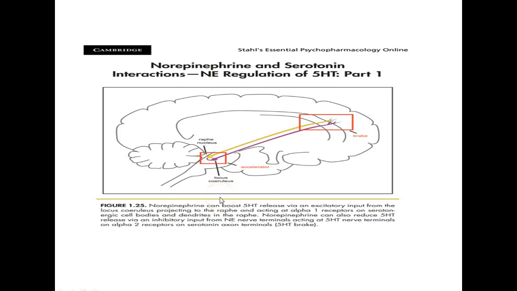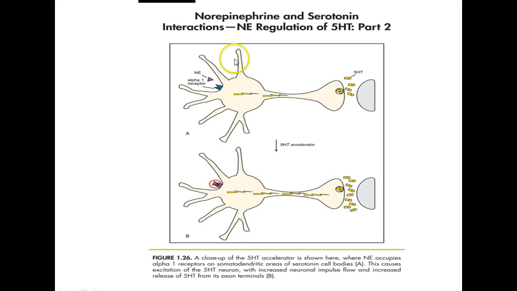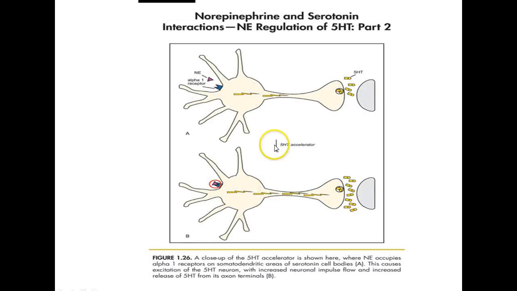The next slide shows again the same regulation of norepinephrine and serotonin. Again, you see the locus ceruleus and the raphe nucleus, and the brake system, as we just talked about. We also have the presynaptic and synaptic regulation here. The 5-HT accelerator is shown here, where norepinephrine occupies alpha-1 receptors. Occupation of alpha-1 receptors actually causes more release of serotonin. You can see it is causing 5-HT release.